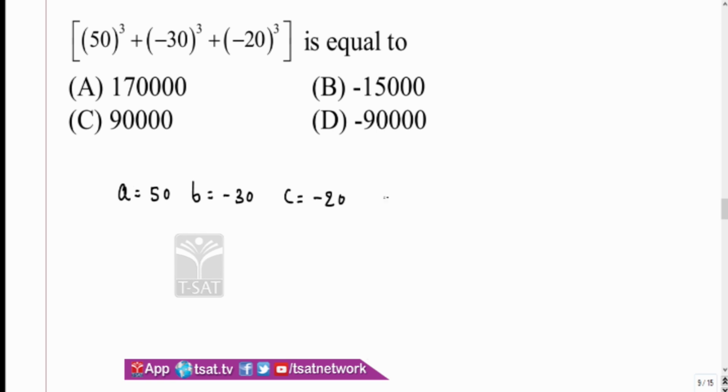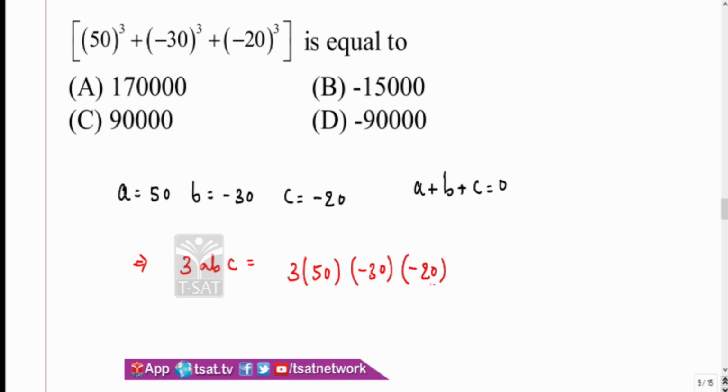So here A plus B plus C is equal to 0. If A plus B plus C is equal to 0, we know A cube plus B cube plus C cube is going to be 3ABC. 3 into 50 into minus 30 into minus 20. Forget about the number of zeros. You have three zeros here. Forget about the 3 zeros. 15, 6 and 90 here. Then after that you put the 3 zeros. So, the answer is 90,000.